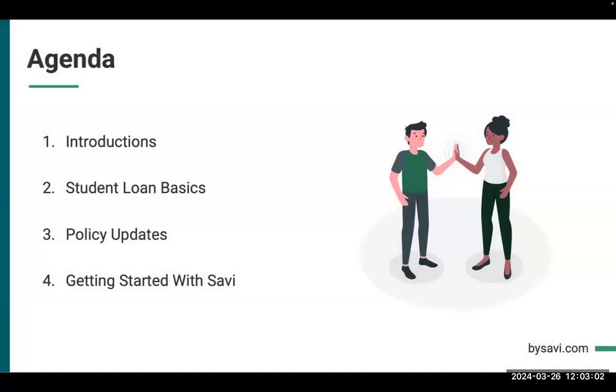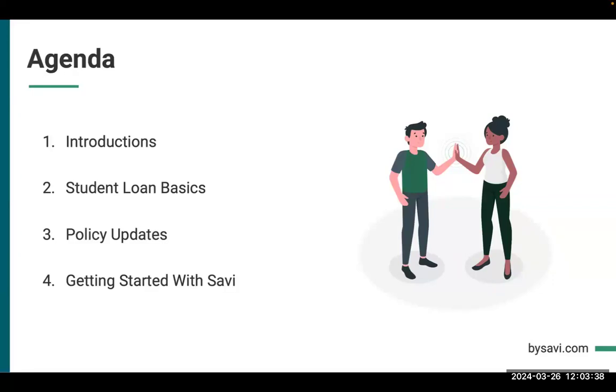All right, a quick look at the agenda that we're going to cover here today over the next hour. First, some brief introductions. I'm going to introduce myself and who we are here at Savi and our partnership with NYU Langone. And then we're going to dive into the good stuff and talk about some of the student loan basics or student loans 101. These are the most important topics that you should be familiar and aware of as a student loan borrower. So that will include things like repayment plans, forgiveness programs, and some of the latest policy updates that have been coming out of the Department of Education.